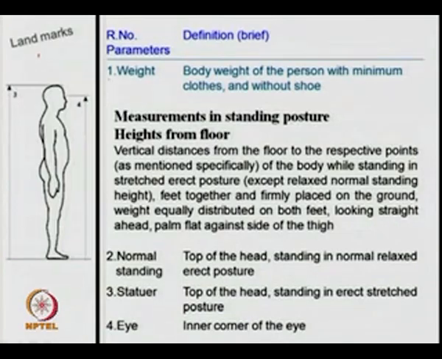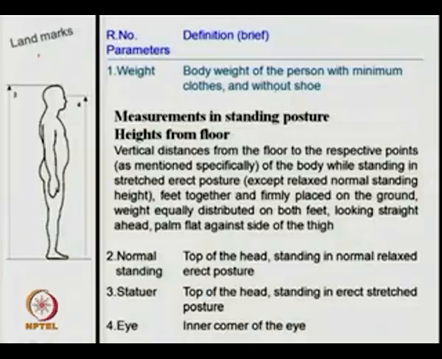Now, here one is weight, the body weight of the person with minimum clothing and without shoes. But while using this data, we need to consider allowances, as he may wear a heavy jacket. So, when we consider this weight as per the standard measurement system, it is minimum clothes and without shoes, but when the person is in working condition, he may also have heavy shoes. So, these allowances we need to consider.